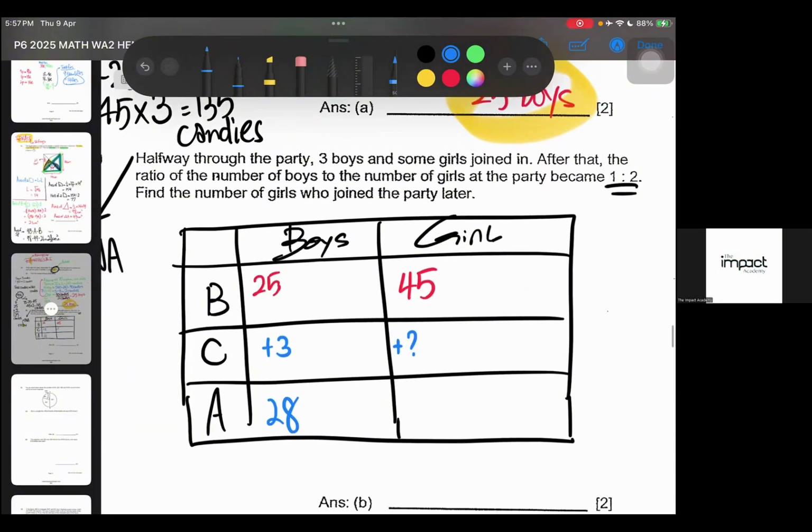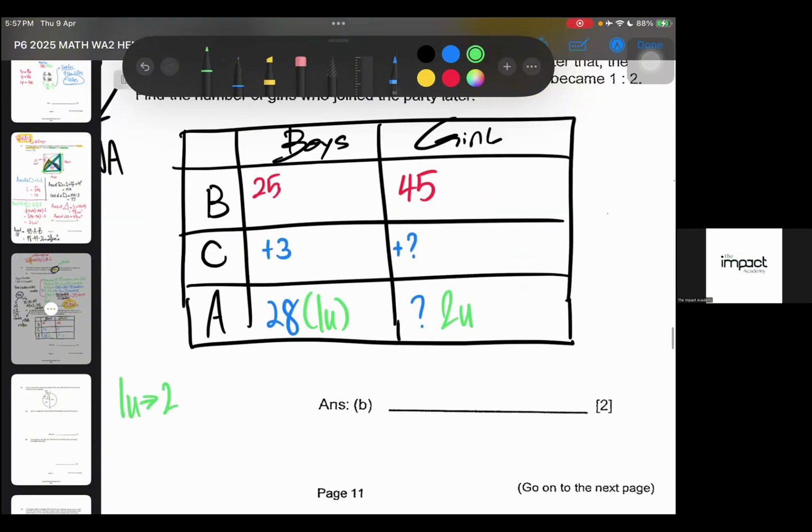True? 45 plus something, I still don't know what this is. True. But they did tell us that the ratio became 1:2. So boys is how many units? Boys is 1 unit. Girls is how many units? 2 units. So it's pretty obvious. 1 unit is 28. 2 units in this situation is 28 times 2. We get 56. That means I have 56 girls.